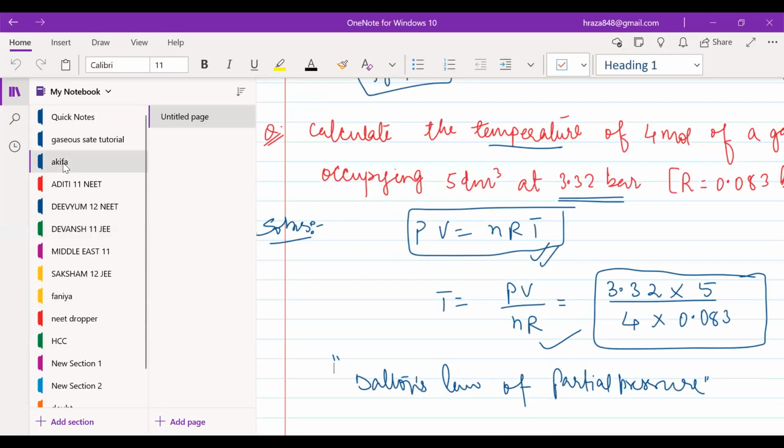So, is the screen visible to you? Yes. Okay.